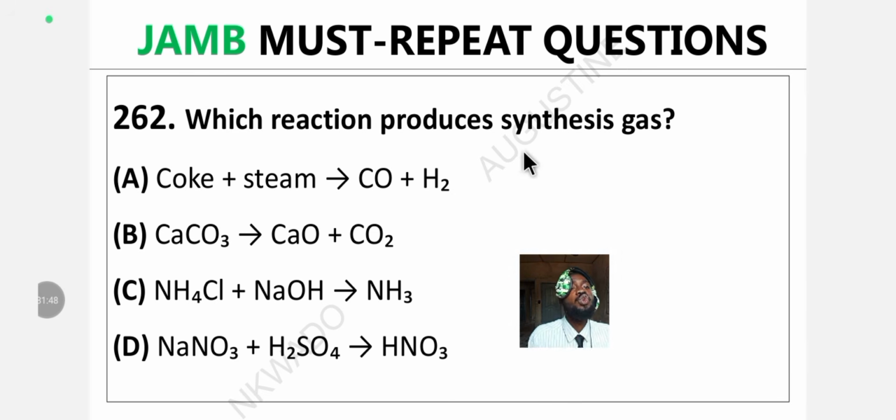Question 262. Which reaction produces synthetic gas? A. Coal plus steam gives you carbon 2 oxide plus hydrogen. B. Limestone decomposes to form calcium oxide plus carbon 4 oxide. C. Ammonium chloride plus caustic soda gives ammonia. D. Sodium trioxonitrate 5 plus tetraoxosulphate 6 gives trioxonitrate 5. What's the answer? I taught you. Please drop the answer in the comment section.